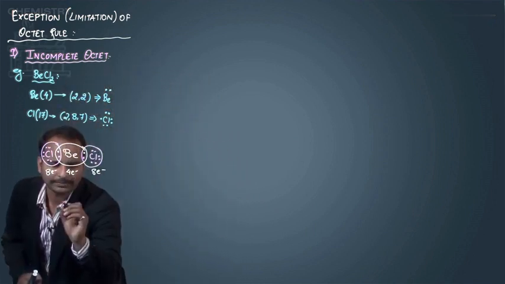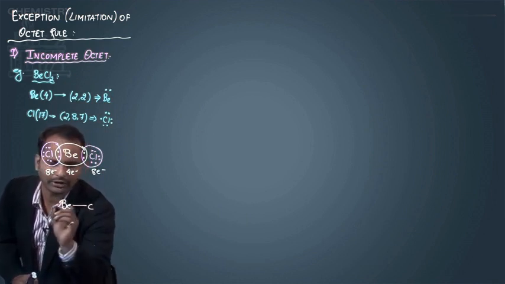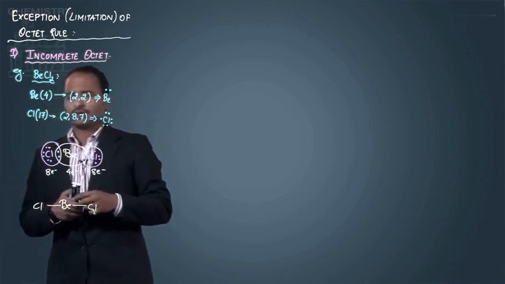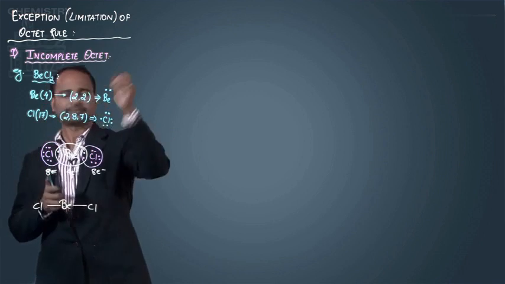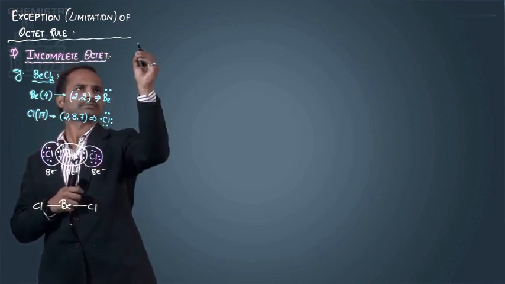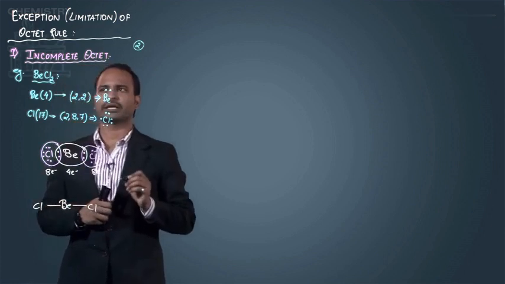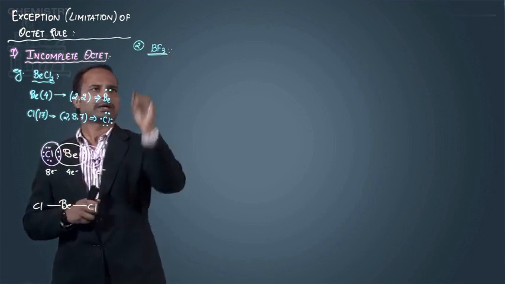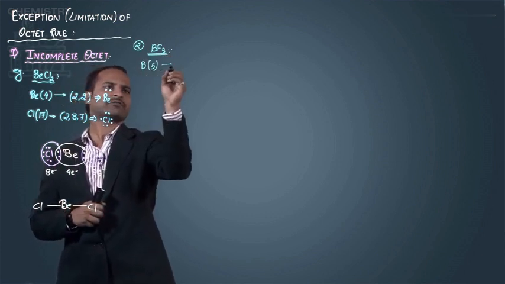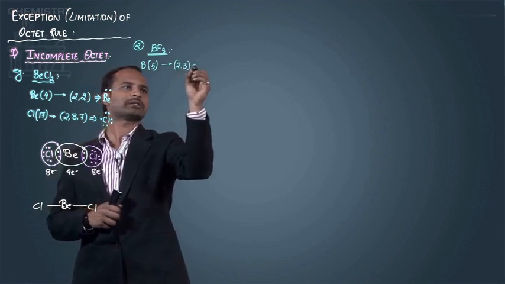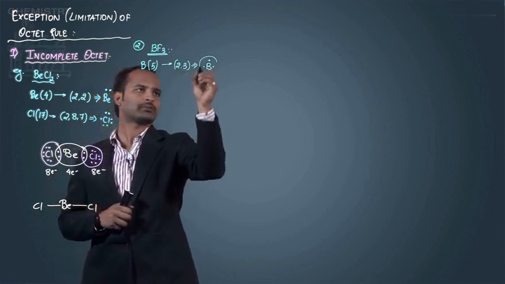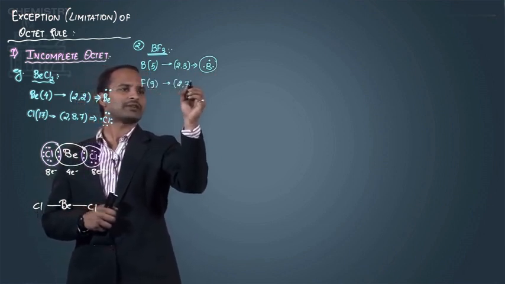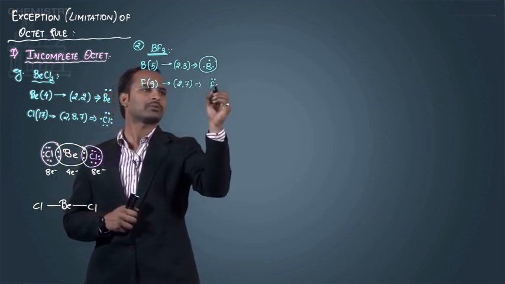Beryllium chloride is a linear molecule, that means it has a linear structure. This angle is 180 degrees. Then the second example of incomplete octet is the BF3 molecule, boron trifluoride. Again here boron is the central atom, whose atomic number is 5 and electronic configuration is 2, 3, so boron has 3 electrons in the outermost orbit. Fluorine, whose atomic number is 9, has electronic configuration 2, 7, so fluorine has 7 electrons in the outermost orbit.